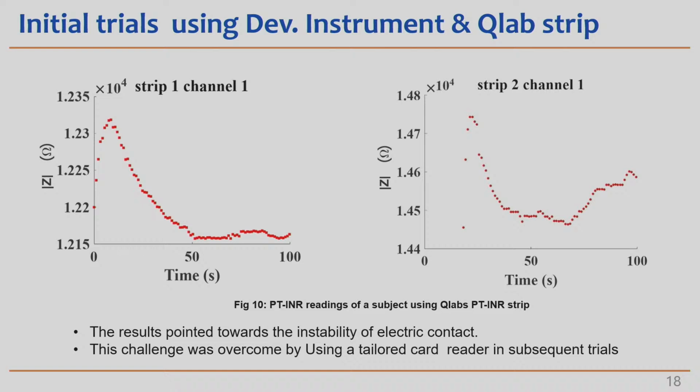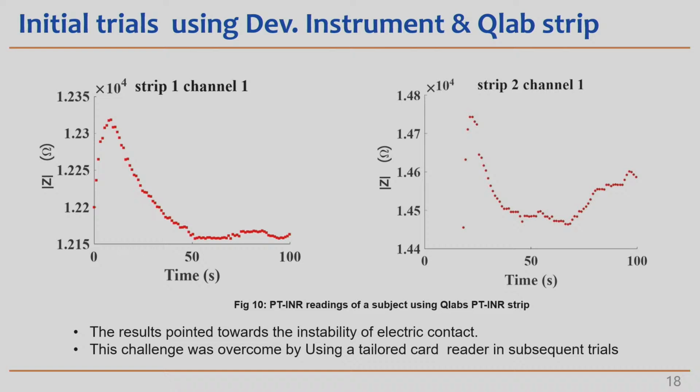Next, we have moved on to use the QLab strips. And at this point, in our initial trials, we have discovered that there is a problem with the electrical contacts and also the temperature instability. The PTINR has to be measured at body temperature, which has to be 37 degrees Celsius, while the room temperature can be different at different points of time. So we had the necessity to stabilize the temperature and stabilize the electrical contact.